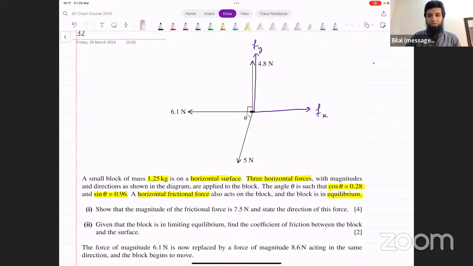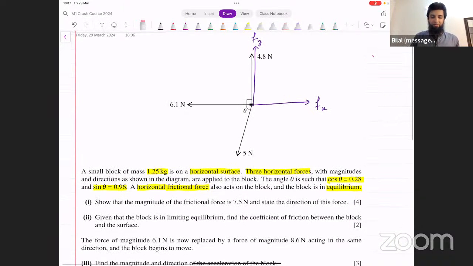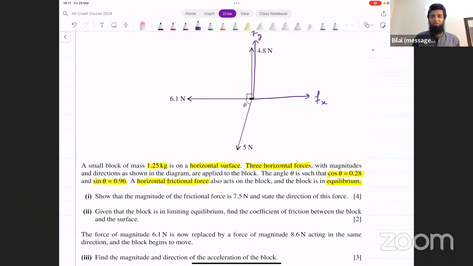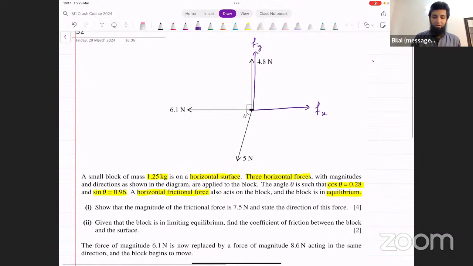So take one horizontal component, take one vertical component, Fx and Fy, and now you just equate the opposite forces. And you will find the value of Fx and Fy from that. Let's see how we can do that. 4.8 and 6.1 are already vertical and horizontal. We don't have to resolve them. We can resolve the other forces. 5 Newton, we can resolve this force. If this angle is theta, we're going to have two components of 5, one towards the left side.